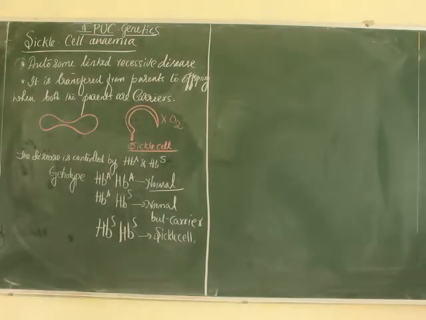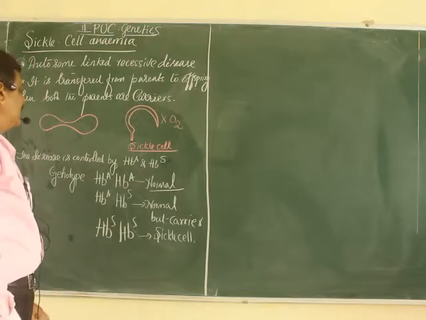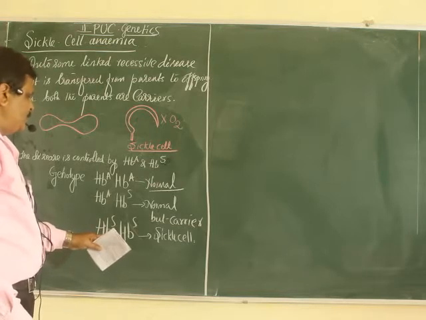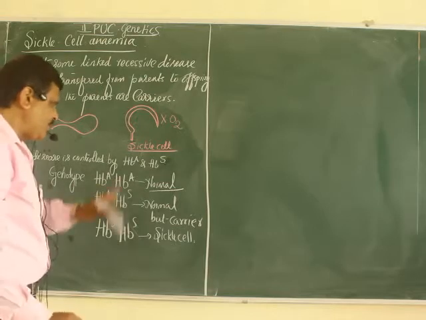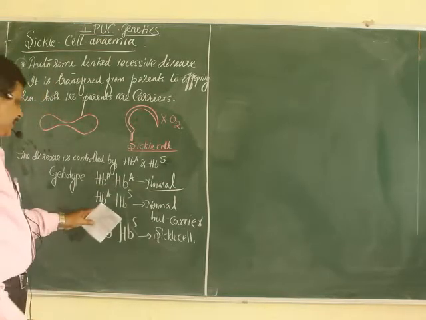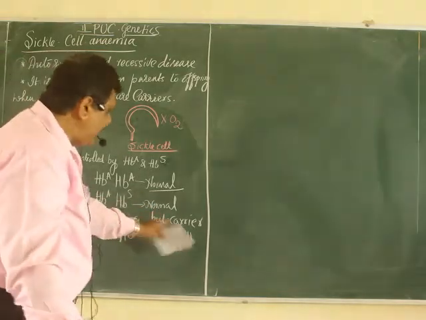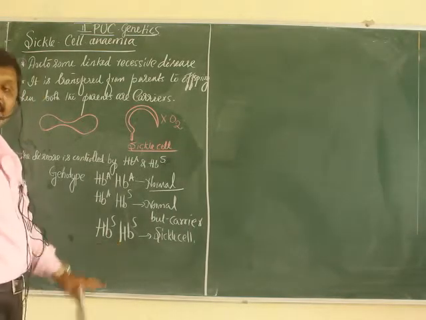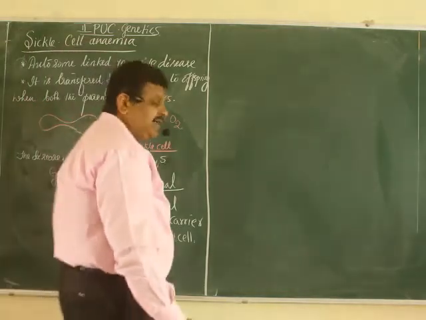So, my dear students, you should remember this point: when the hemoglobin genotype is HBA, HBA, the person will be normal. When it is HBA, HBS, the person will be normal but a carrier. And when it is HBS, HBS, then the person will have sickle cell disease. Is it clear?